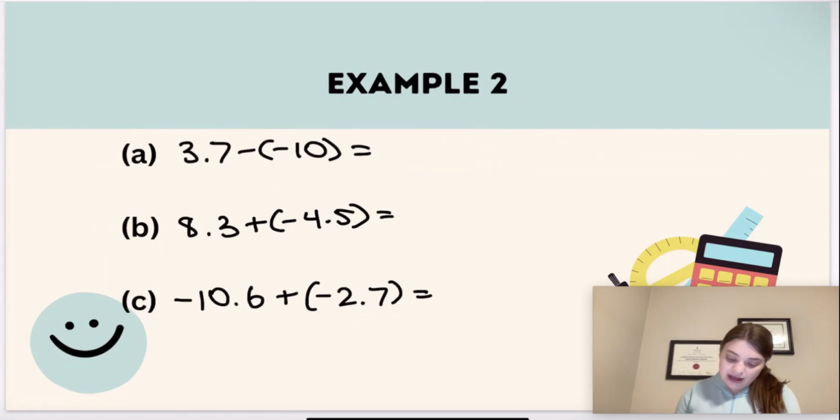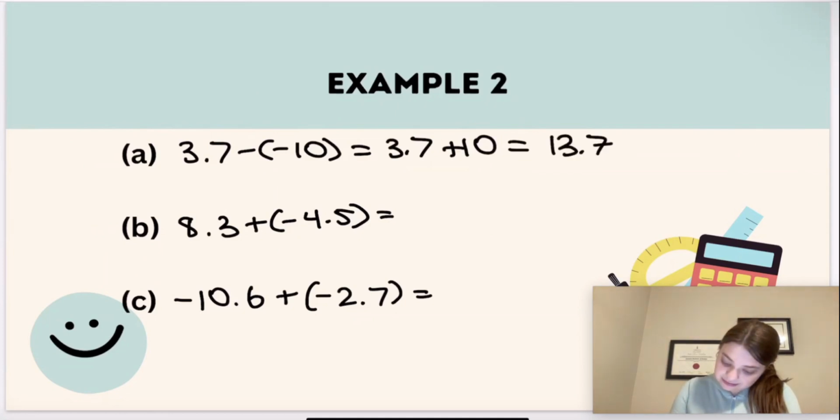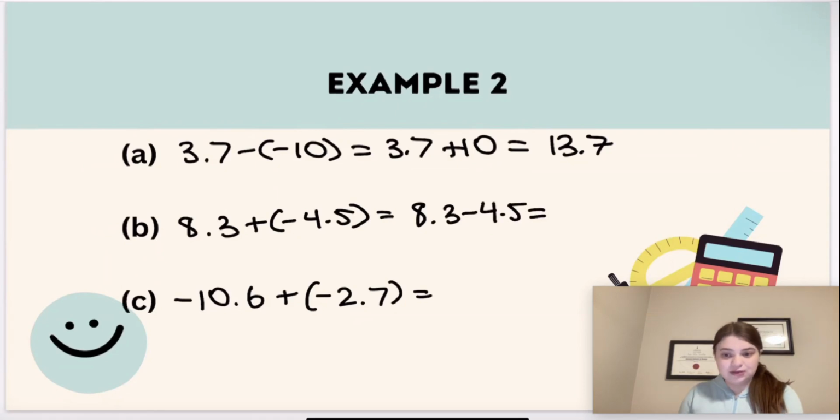Well, minus a negative number is the same as adding, so this will be the same as 3.7 plus 10, and 3.7 plus 10 is 13.7. Then we have 8.3 plus -4.5, and again, if we add a negative number, that's the same as subtracting, so this would be 8.3 minus 4.5. And it's at this point that we have a couple of options. We could either use a calculator to figure the answer out, or we can write it up here.